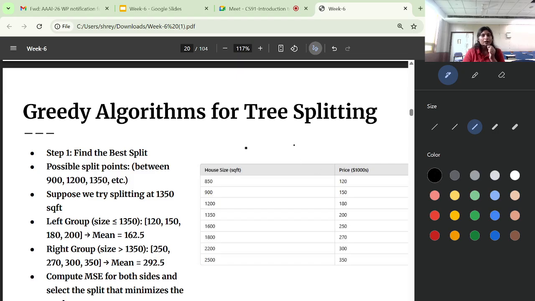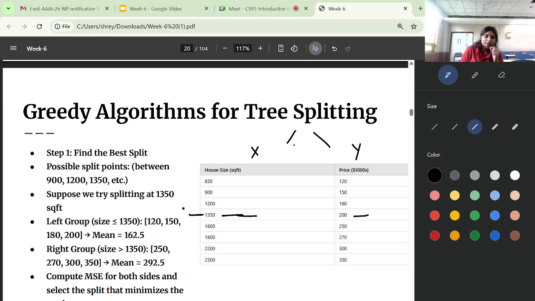Here you can see that there are two attributes, X and Y. First we have to find a point where we can make a split. Suppose we try splitting at 1350. It is in the middle, because when we don't know anything, we go by some default values. If you have no idea where to start, either start random or start at the middle point. That's why we are splitting at this stage.